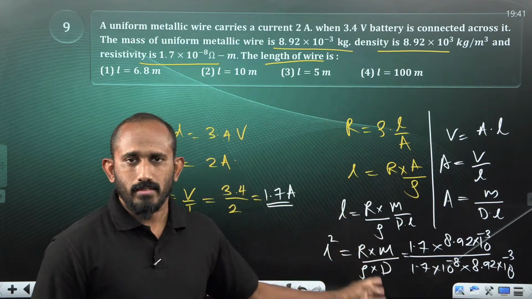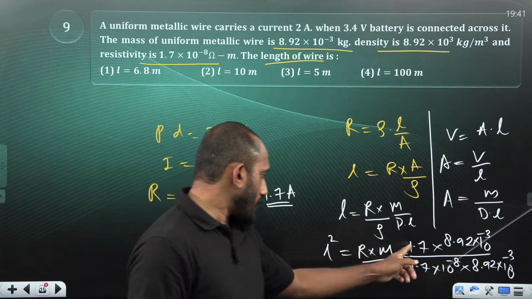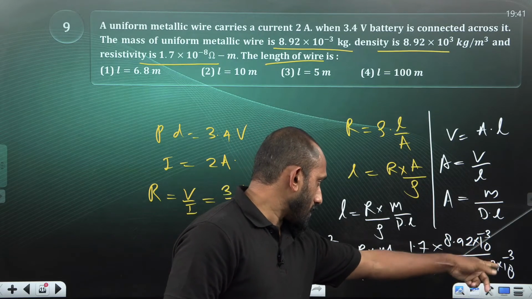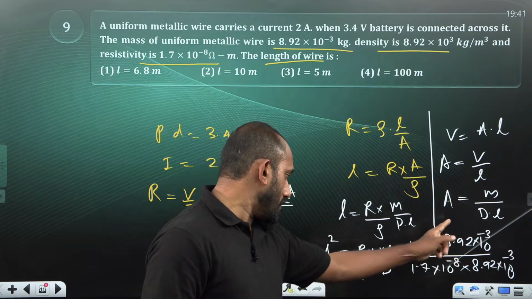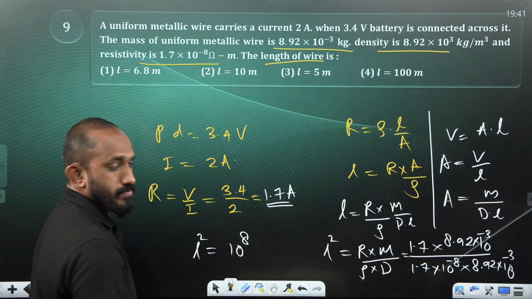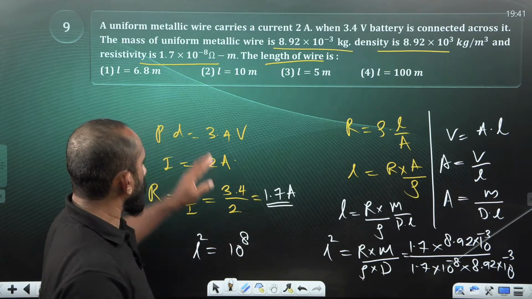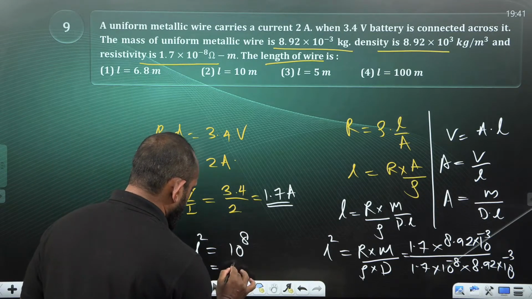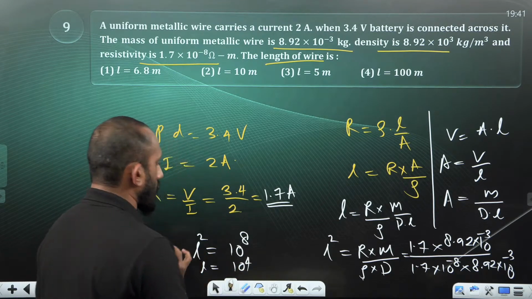See, each and every term will get cancelled. So here 1.7 cancels, 8.92 cancels, minus 3 minus 3. So 10 raised to minus 8 is there, you take it up. So L square is equal to 10 raised to 8. So L is equal to how much? Square root of this one, so that will be 10 raised to 4. L is equal to 10 raised to 4.